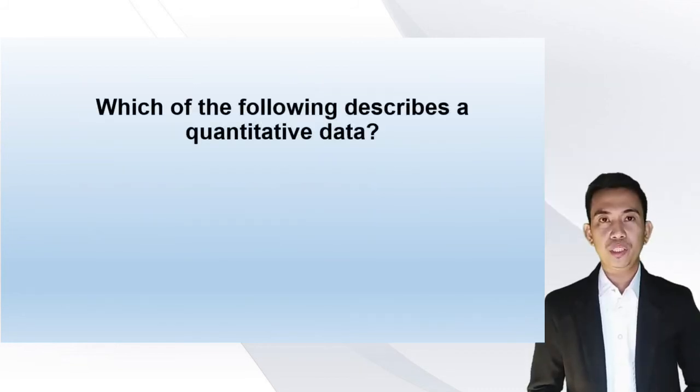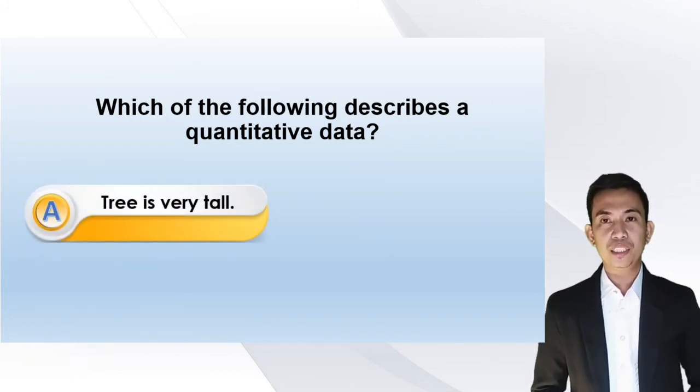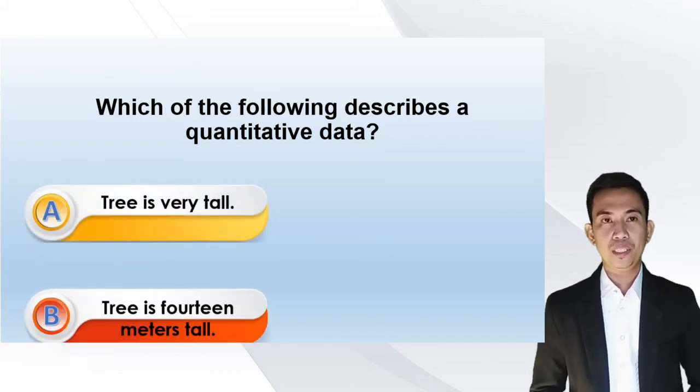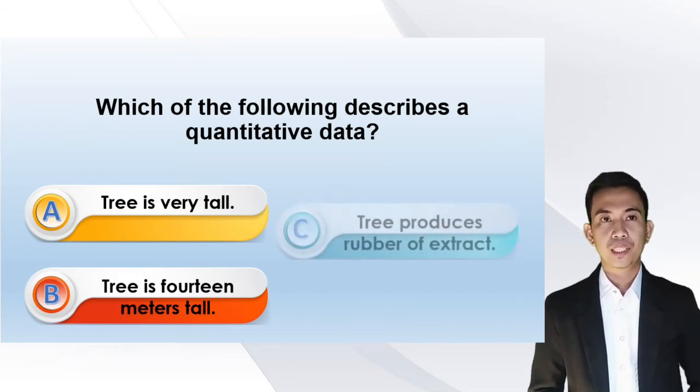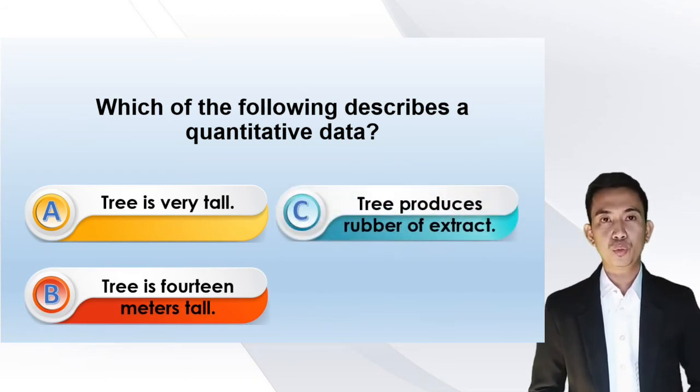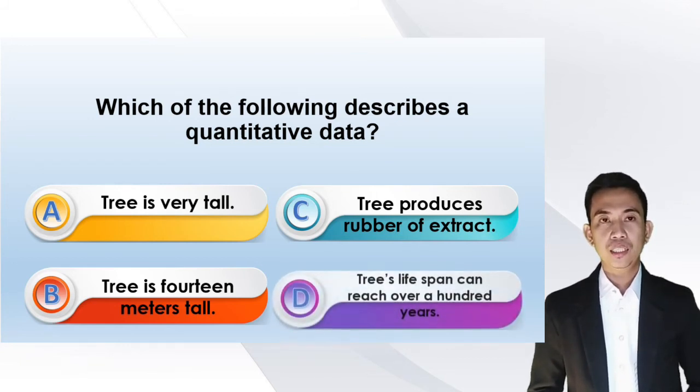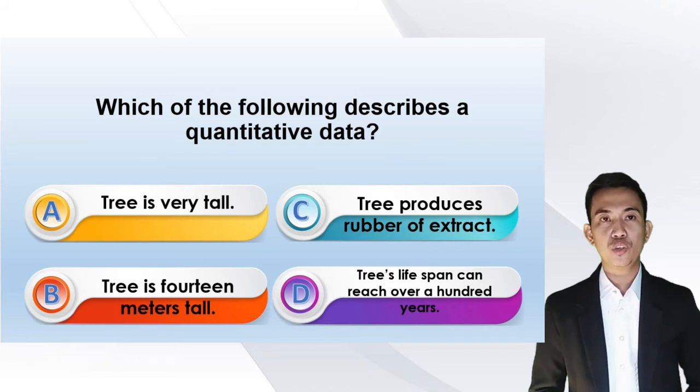Which of the following describes a quantitative data? A. Tree is very tall. B. Tree is 14 meters tall. C. Tree produces rubber extract. D. Tree's lifespan can reach over 100 years.